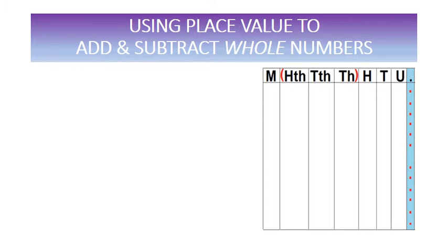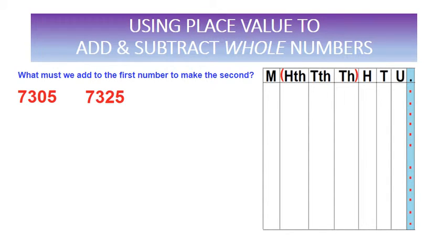Having an understanding of place value is also really useful when we're doing mental addition and subtraction. So we might, for example, be asked to say, what must we add to the first number to make the second? So here's an example. If I put these numbers on the place value scale, we can see straight away that there's a difference in the tens column. All the other digits are identical, so we've added on 2 tens, which is the same as 20. So we're looking at which column is being affected.